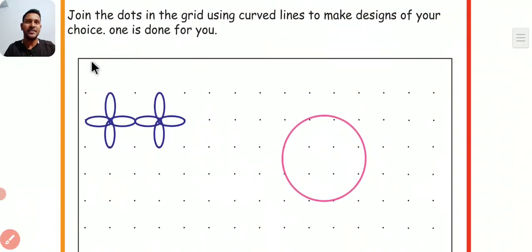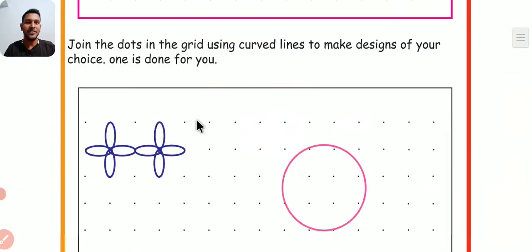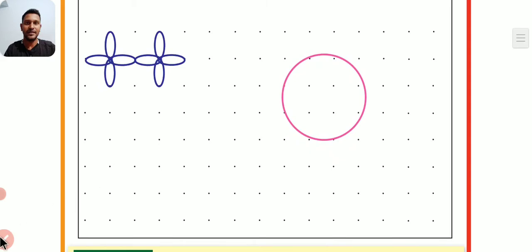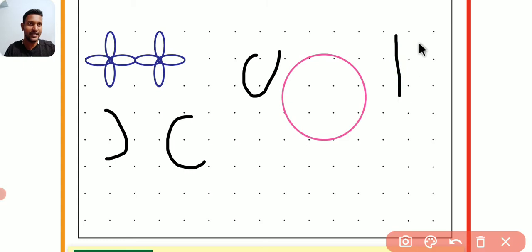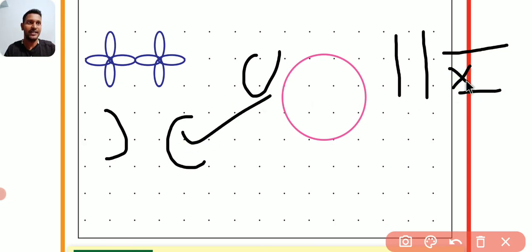Here join the dots in the grid using curved lines to make designs of your choice. One is done for you. Here we have to draw the shapes by using curved lines, like this line. This is called curved line, this is called curved line. Straight line means that must be straight. This is called straight line. Here we only use the curved line, not the straight line.